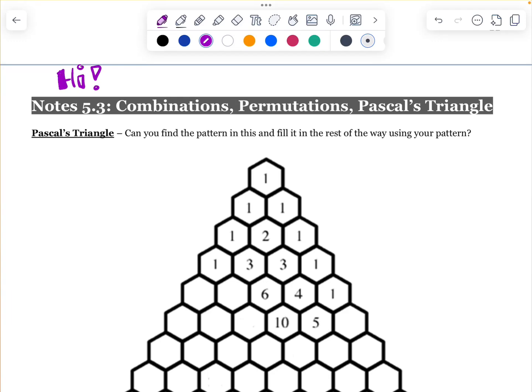Today we are going to be taking a look at combinations and permutations in terms of probability and how they apply to this thing called Pascal's triangle.